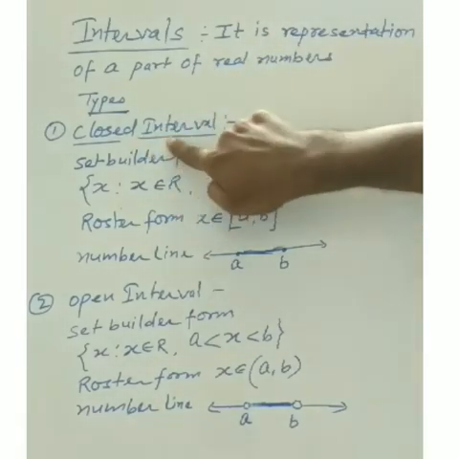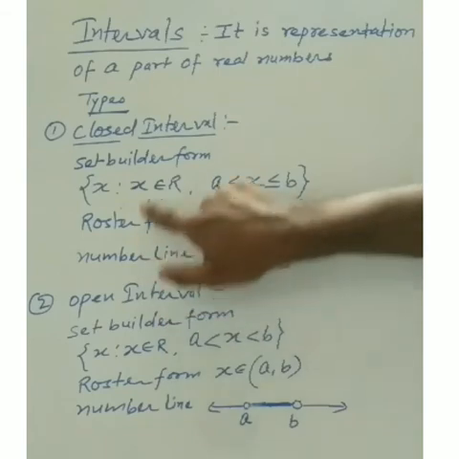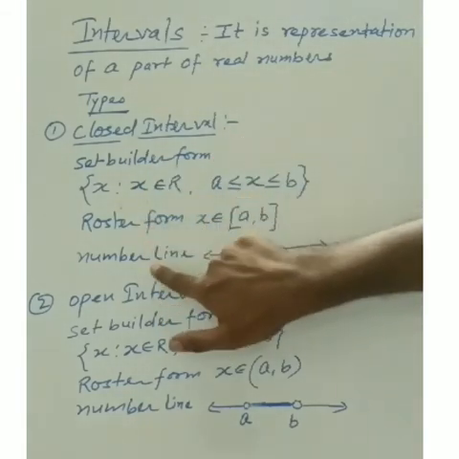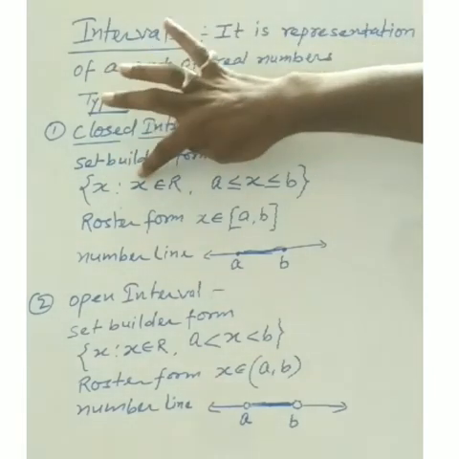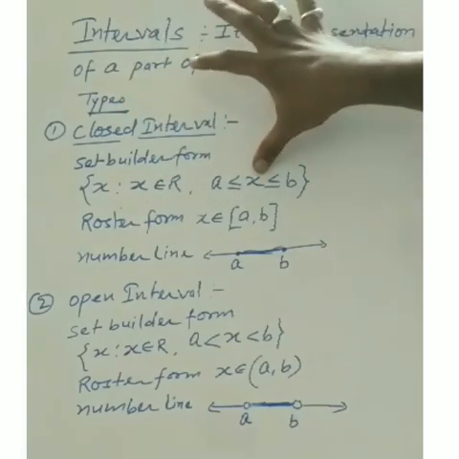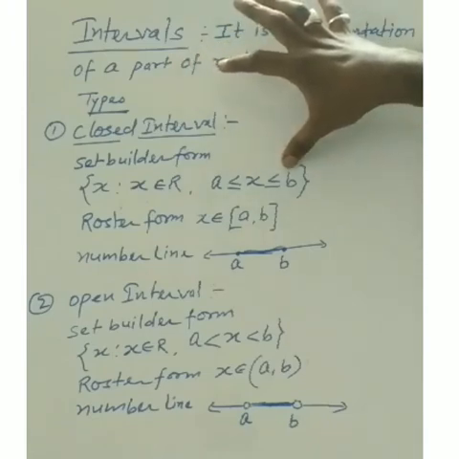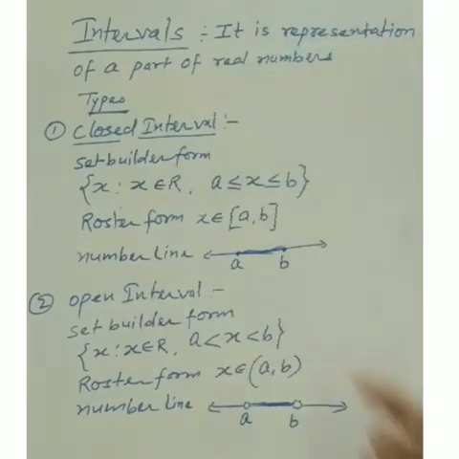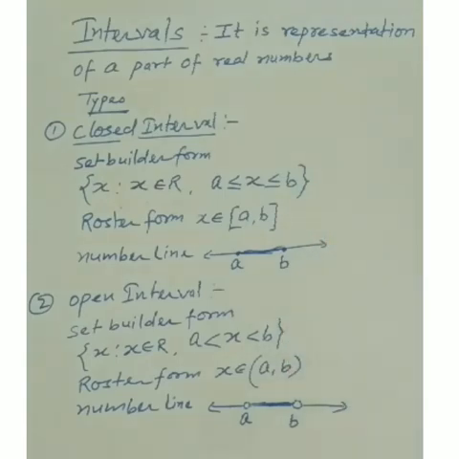First is the closed interval. This closed interval is represented in three different forms: set builder form, roster form, and number line. The set builder form of the closed interval says x, where x is a real number. Be careful about it, it is for real numbers. x is greater than or equal to a and less than or equal to b. It means all the values between a and b, as well as a and b themselves, are included in the closed interval.